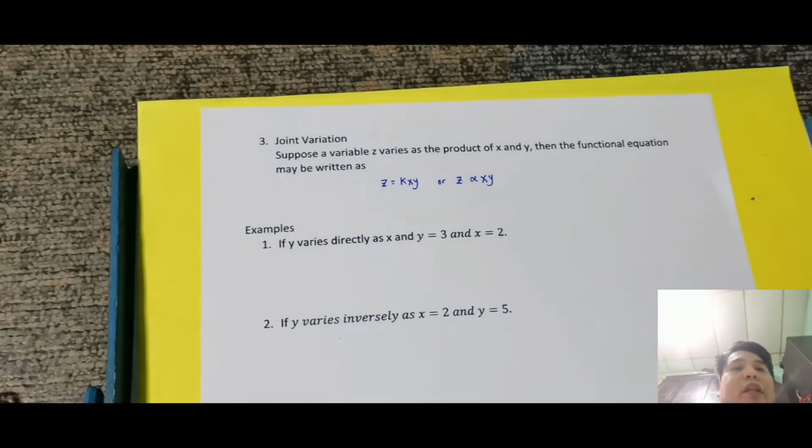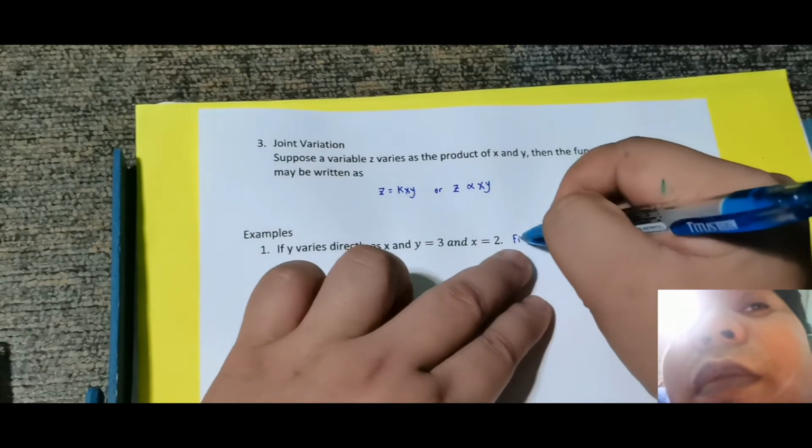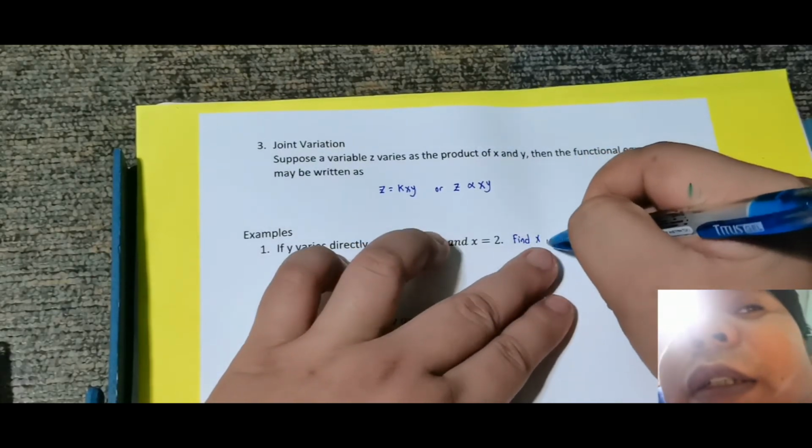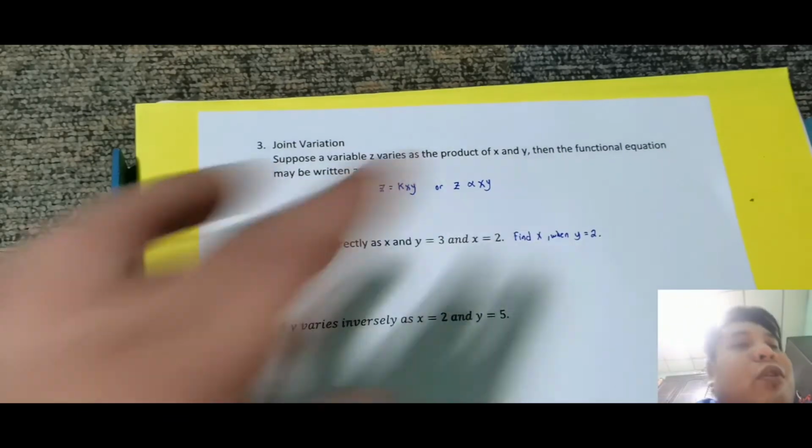Ito yung unang importante. Unang gagawin natin dito, hahanapin natin yung value ng... okay, kulang yung tanong ko, no? If y varies directly as x and y is equal to 3 when x is equal to 2, find x when y is equal to 2. Sorry, kulang ng tanong.